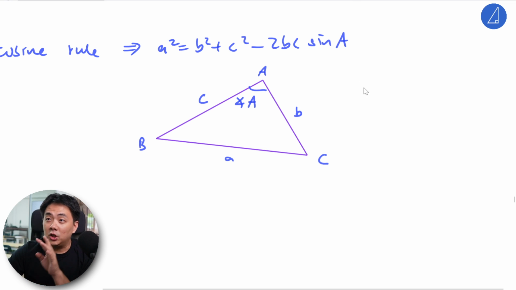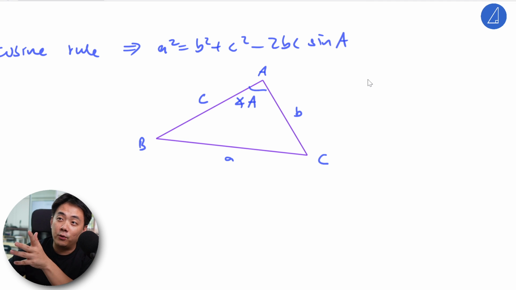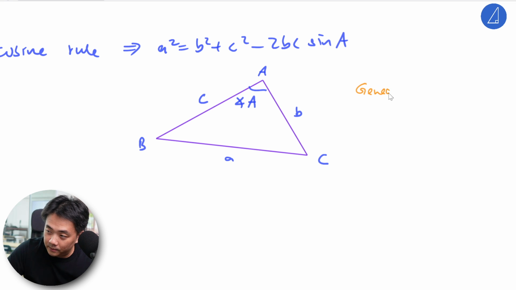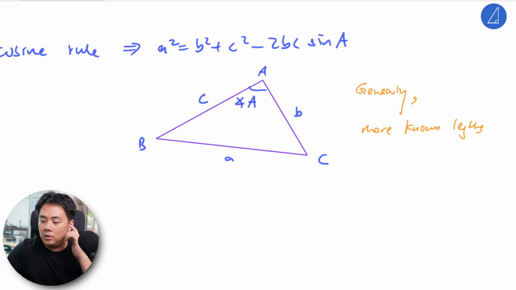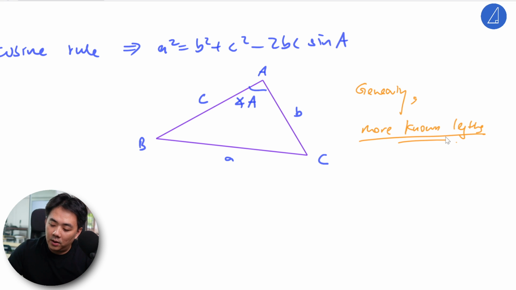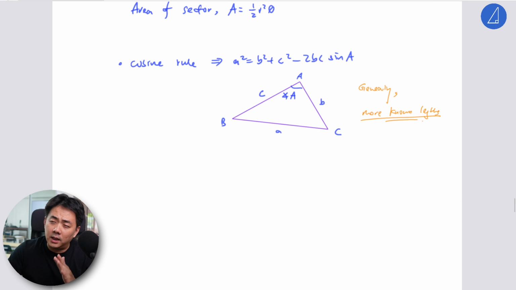Don't go around saying Mr. Gun said; just remember it's a freaking rule of thumb, because I do not know what you're going to see. But generally, if you have more known lengths, then you use cosine rule. Usually there's just one angle in the diagram, then you use cosine rule. So you have more lengths, you use cosine rule.